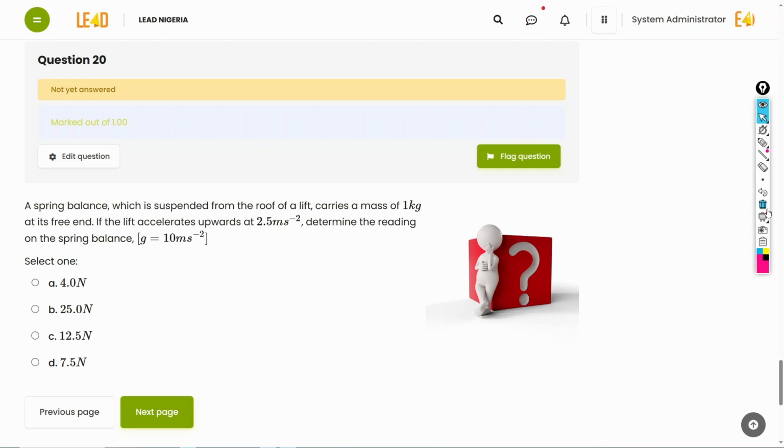If the lift accelerates upwards at 2.5 meters per second squared, determine the reading on the spring balance. Okay, so the reading on the spring balance: when you stand on a scale or a spring balance, it will not read the weight per se. It would read the reaction force. So if you stand on the scale, for instance, let's use a scale, right?